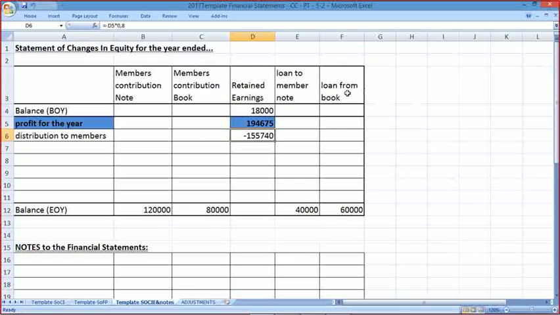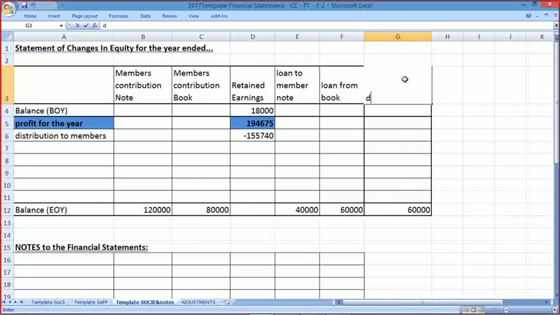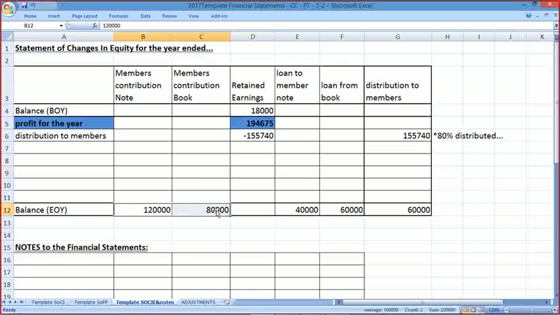Who does it go to? It goes to the members. Okay, so that creates a loan account, which I'm going to call distribution to members. Okay, and that will be that amount there. So now you've distributed 80%. Right, now let's tally this up. Did we see any changes in the balances? No, so the balances we had at the end are the same as the balances we had at the beginning.